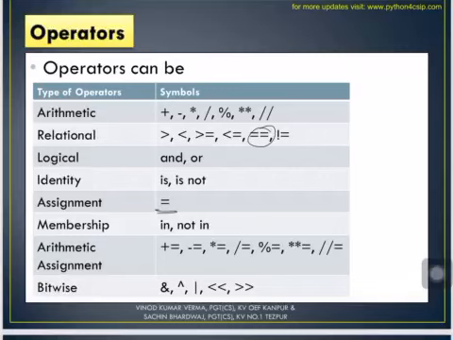Relational operator. Please do remember the concept of assignment operator and double equal to relational operator. Assignment operator, as I told you, assigns a value to a variable, whereas double equal to compares for equality.